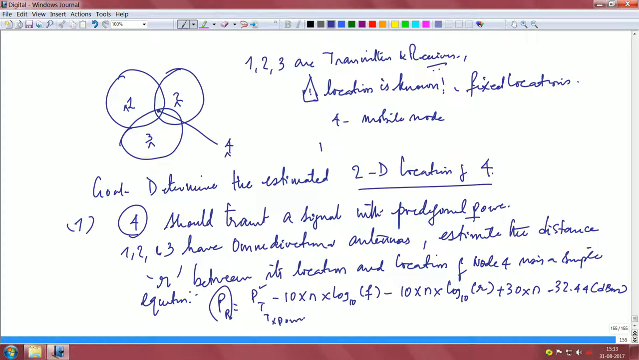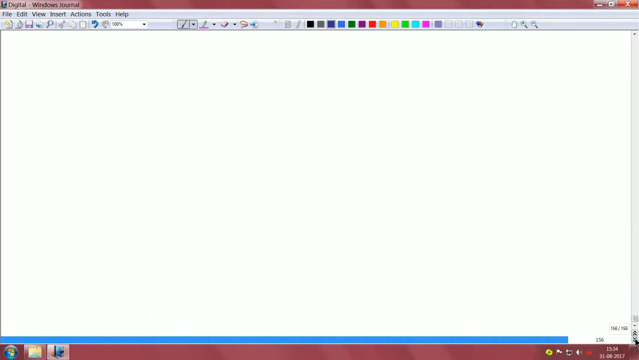F is the transmitted signal frequency, in megahertz. N is the path loss exponent. Each technology and each system will have these numbers, and I will not go into the detail. Basically, it builds on top of the distance square law. N is the path loss exponent and R is the distance in meters. Now, you can use this very effectively in the following way.